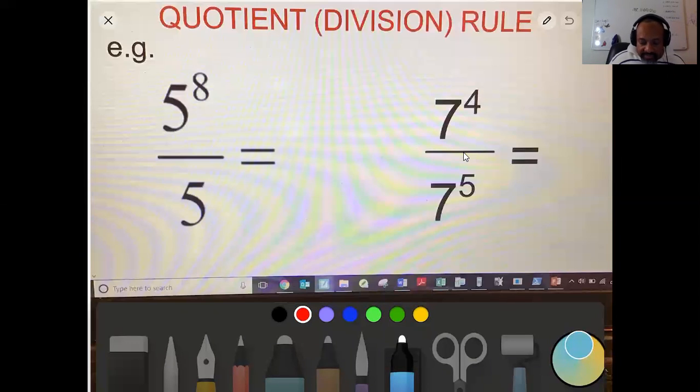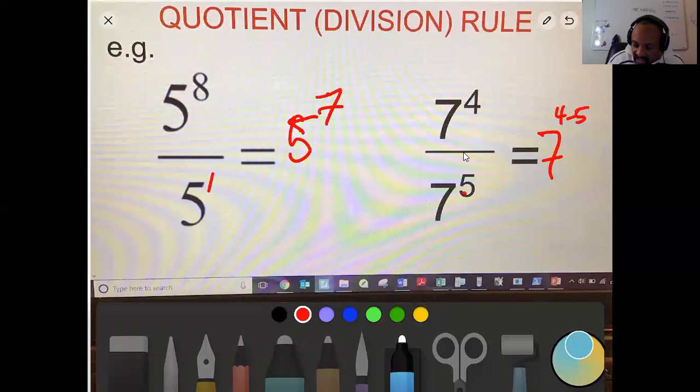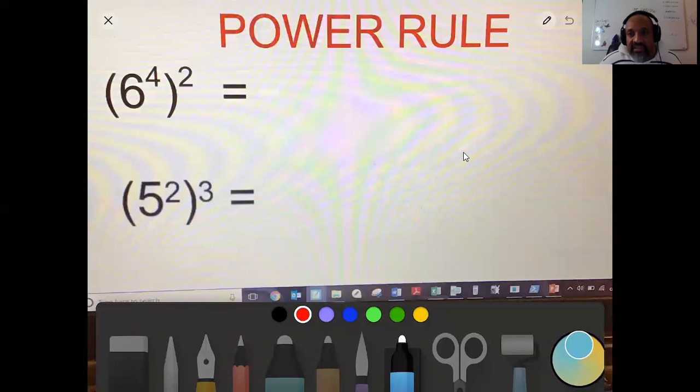Okay, let's go. All right, so this one, if there's no exponent, you put a 1 there. So this is going to be 5. 8 minus 1 is going to be 7. This one is going to be 7, and then you've got 4 minus 5, which is equal to -1. That's your answer. Next, okay, power rule.